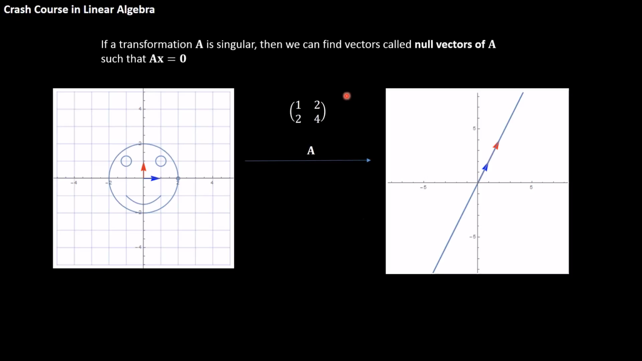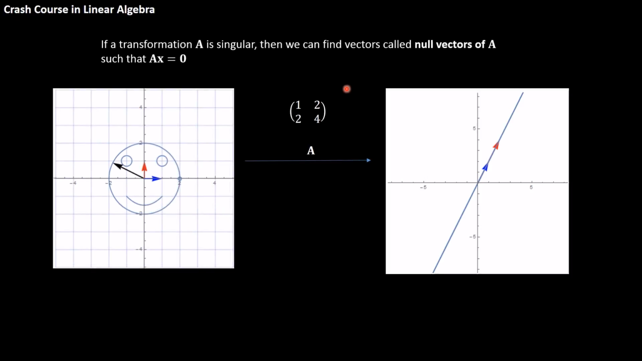Let's find them. Turns out this vector, which for cosmetic purposes I put so that it points to the edge of the face, you could say that this vector is -2, 1.